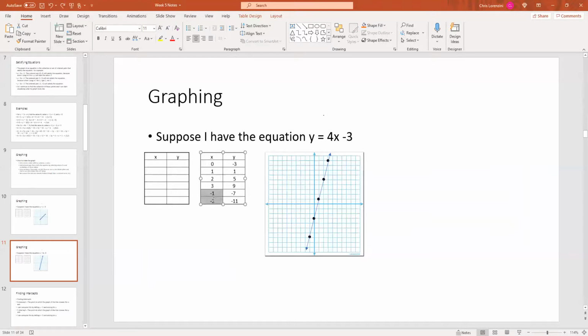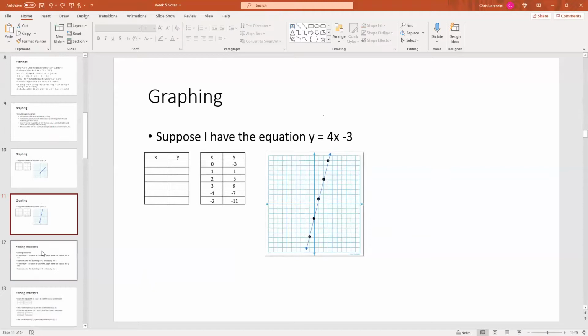And then I can also pick negative numbers. They don't all have to be positive. I can pick some negative numbers: when x equals negative 1, y equals negative 7. So we can plot all of those points just like we learned earlier, and then we connect the straight line through all of them.